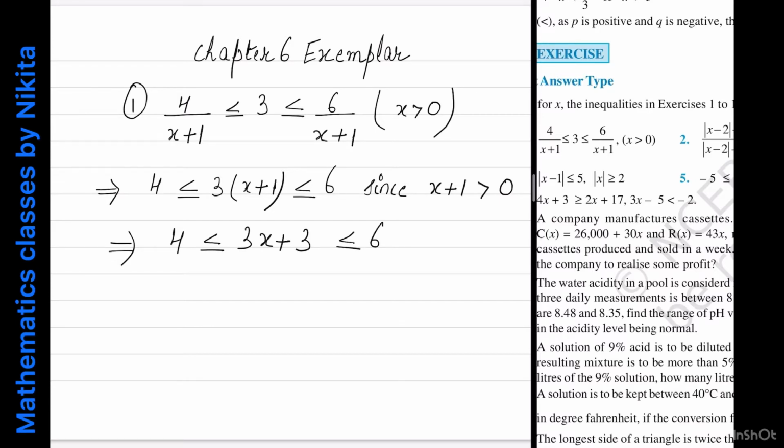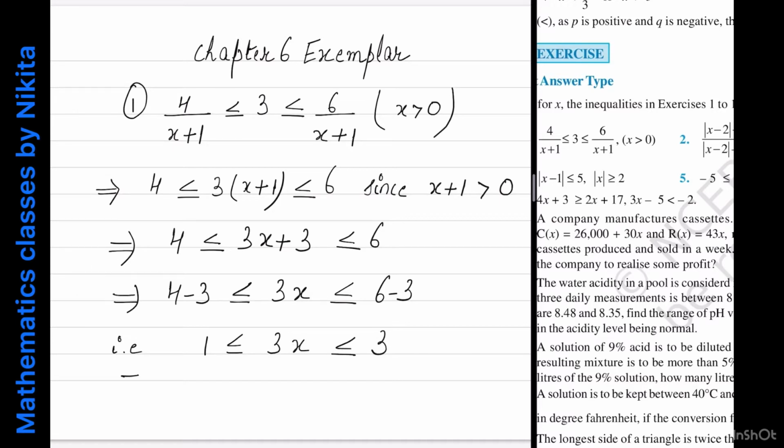Now you subtract 3. So 4 minus 3 is less than or equal to 3x, which is less than or equal to 6 minus 3. That is, 1 is less than or equal to 3x, which is less than or equal to 3. Now I will divide by 3, and since 3 is positive, there will be no change in the signs of the inequalities. So I will write 1 by 3 is less than or equal to x, which is less than or equal to 3 by 3.